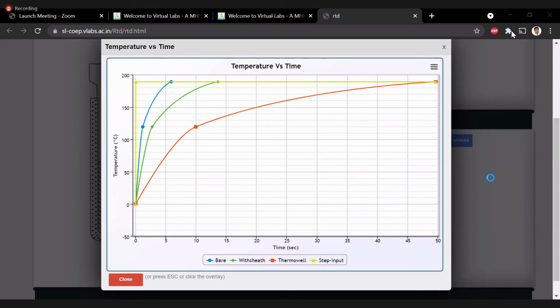So by observing these responses, we can conclude that bare is giving output with the shorter time periods, but I will show you a video on what is the use of sheath and thermowell.